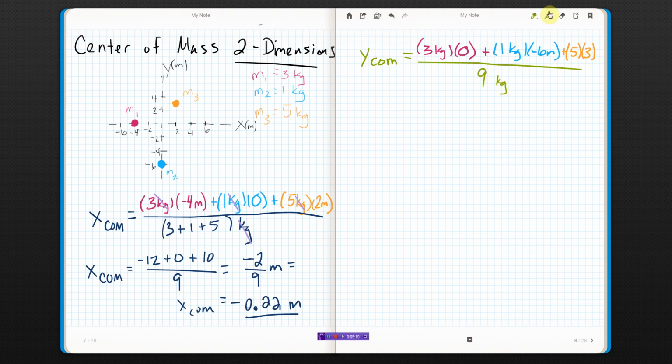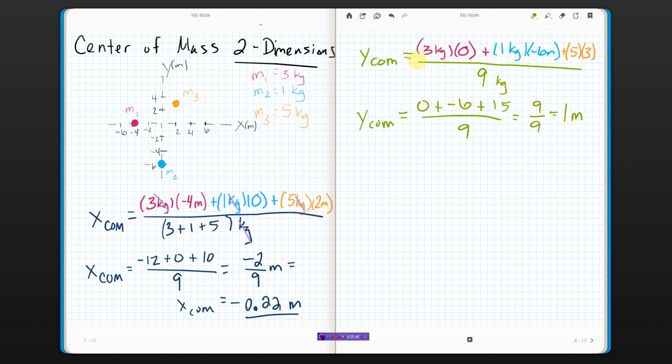Do all that math, and the y coordinate of the center of mass is going to be 0, plus 1 times negative 6 is negative 6, plus 5 times 3 is 15, all over 9. That's 9 over 9, which actually worked out really well. I totally made up these numbers. I did not mean for that to happen.